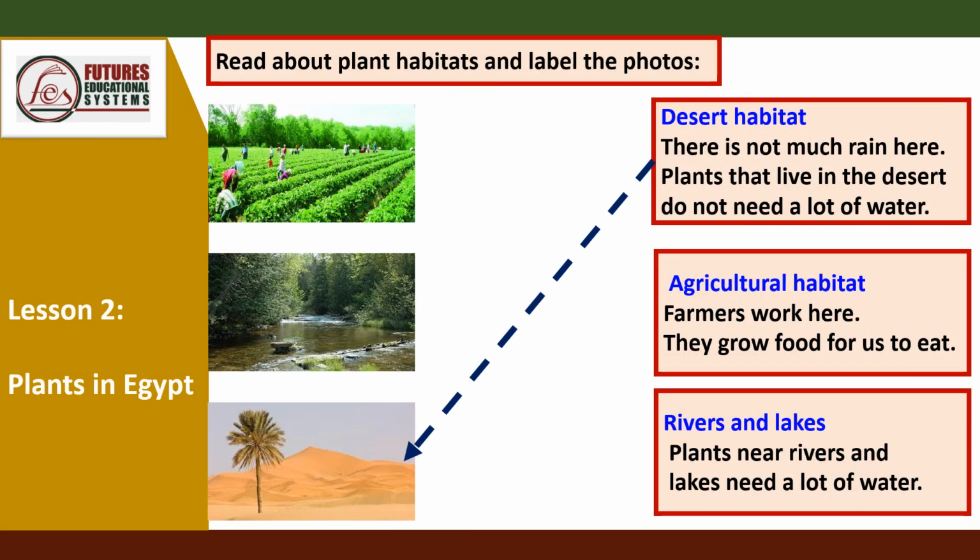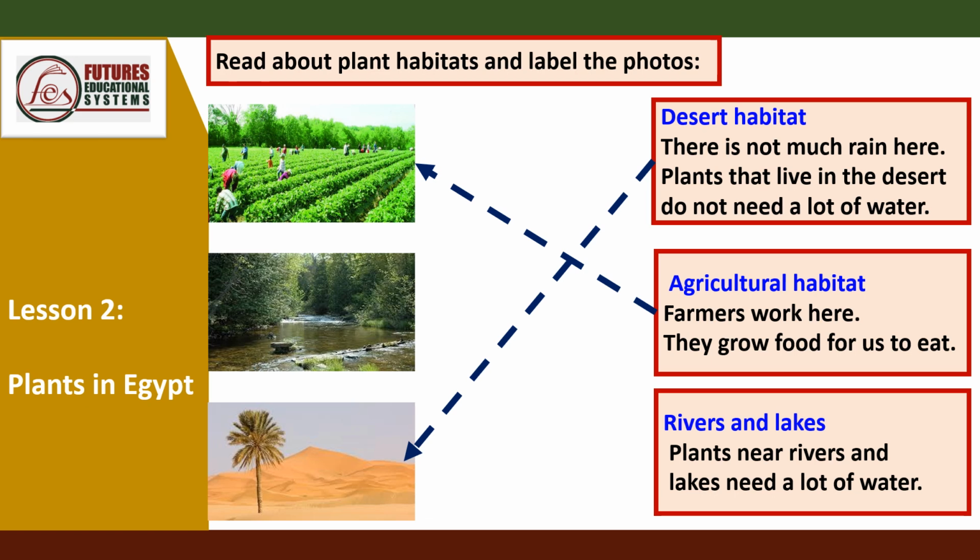Then we come to lesson 2, plants in Egypt. We are going to read about plant habitats and label the photos. Let's see where some plants grow. First, in the desert habitat. There is not much rain here, so plants don't have enough water to grow. So plants that live in the desert do not need a lot of water.